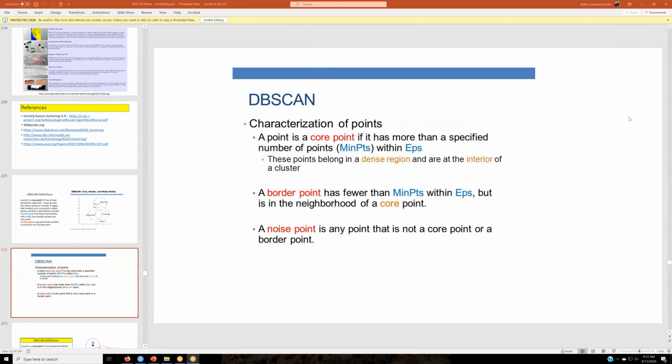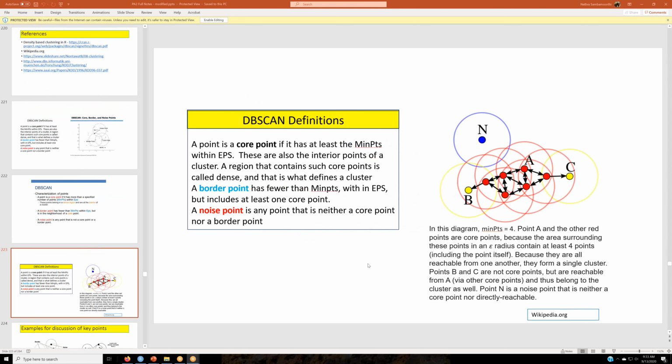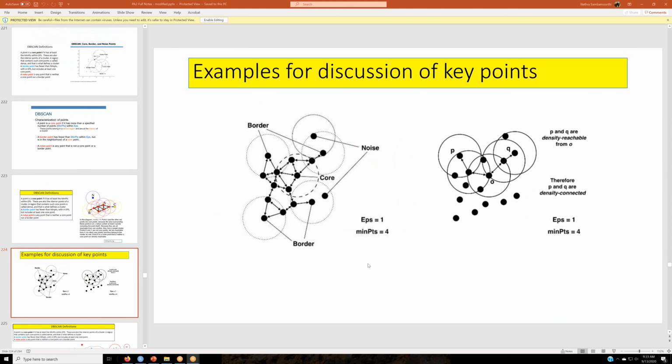One second. That's the end of the presentation here actually. So again, this is summarized here. DBSCAN, what is DBSCAN? A point is a core point if it has more than a specific number of points, the minimum number of points, within epsilon distance, the circle, and they define that dense region. And what is meant by a border point and what is meant by a noise point. There is a comparison here.